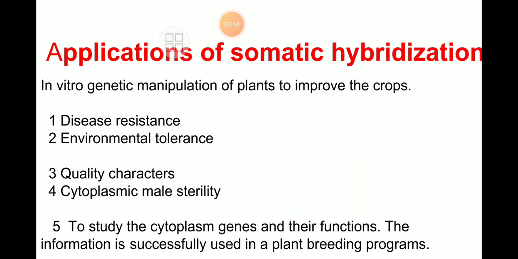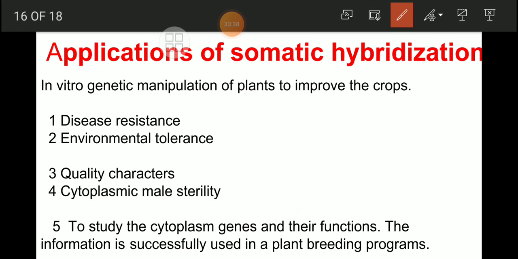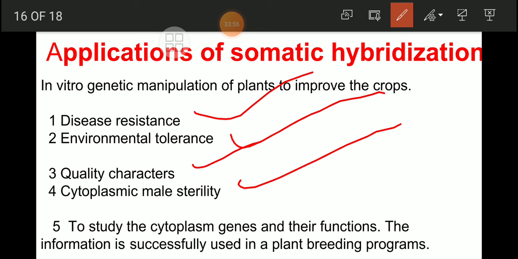Now some applications I will tell you of this somatic hybrid. Very useful hybrid producing methodology is this one. By manipulating the genetic conditions we can produce disease resistant varieties, environmental tolerance, and quality characteristics. Cytoplasmic male sterility can be removed with the help of this methodology. Again, to study the cytoplasmic genes, the functions of the genes, we will be able to study while going through this hybrid production method. So the information is successfully useful in plant breeding programs. Whatever information we get of that protoplast, of that naked cell, is useful in other types of breeding programs.